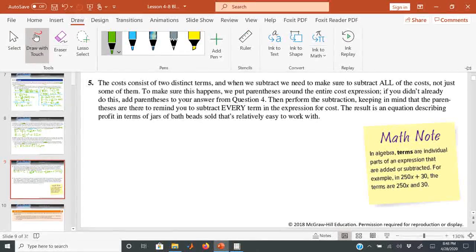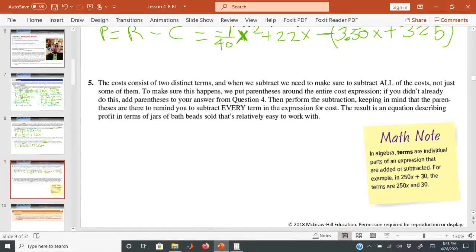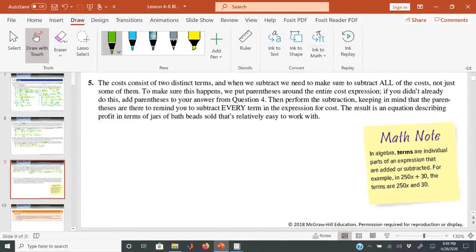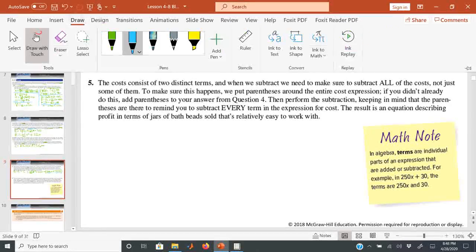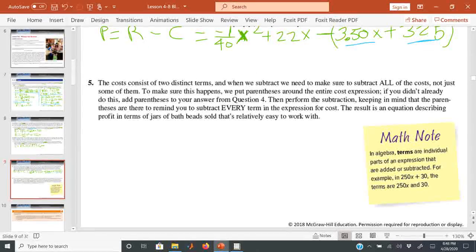Cost consists of 2 distinct terms. Talked about that before, fixed cost and variable cost. And actually when they say terms, they're talking about these 2 things. Terms are things that are added or subtracted. But one of those represents the variable cost, the other represents the fixed cost.